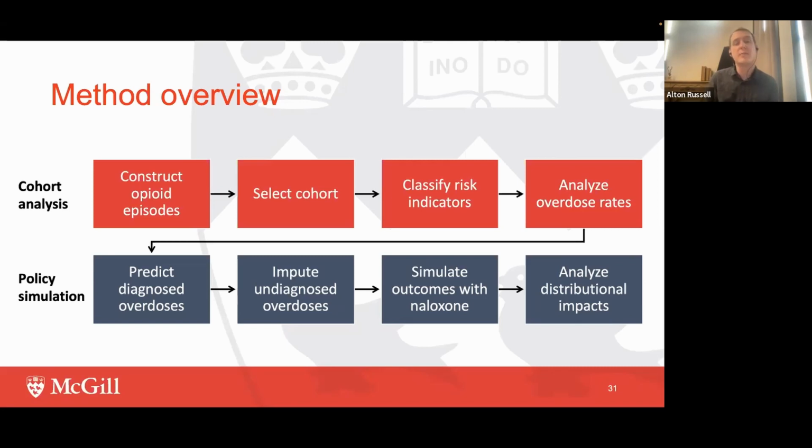In order to do that, we developed a model to predict diagnosed overdoses, because that's what we have in the data. And then we use this and some other estimates from the literature to impute undiagnosed fatal overdoses. And I'll talk more about this in a few slides. But once we've imputed fatal overdoses, we simulate outcomes with naloxone, where we assume that naloxone would have prevented some, but not all, of those fatal overdoses. And then we can analyze the distributional impact, so how the policies would impact different groups.